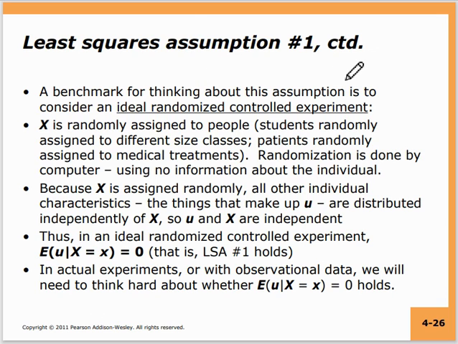A benchmark for thinking about this assumption is to consider an ideal randomized controlled experiment. X is randomly assigned to people: students randomly assigned to different size classes, patients randomly assigned to medical treatments. Randomization is done by computers without any information about the individual. Because X is assigned randomly, all other individual characteristics, the things that make up u, are distributed independently of X. So u and X are independent.